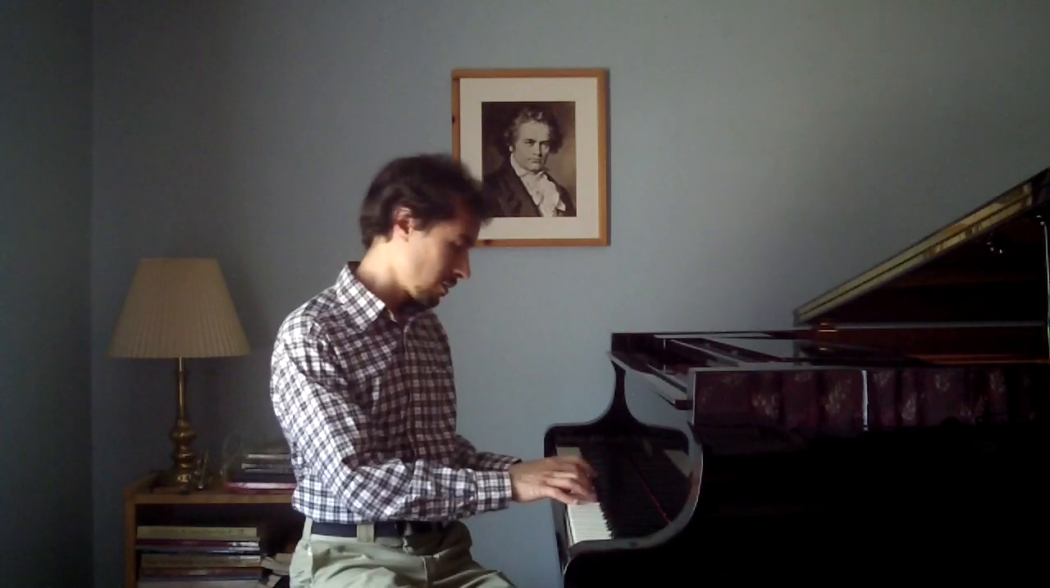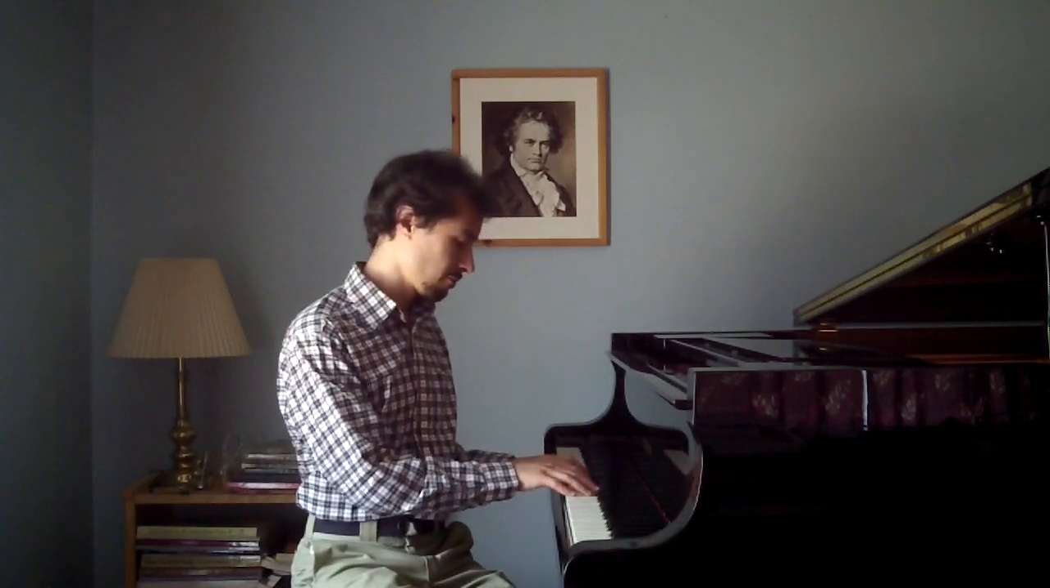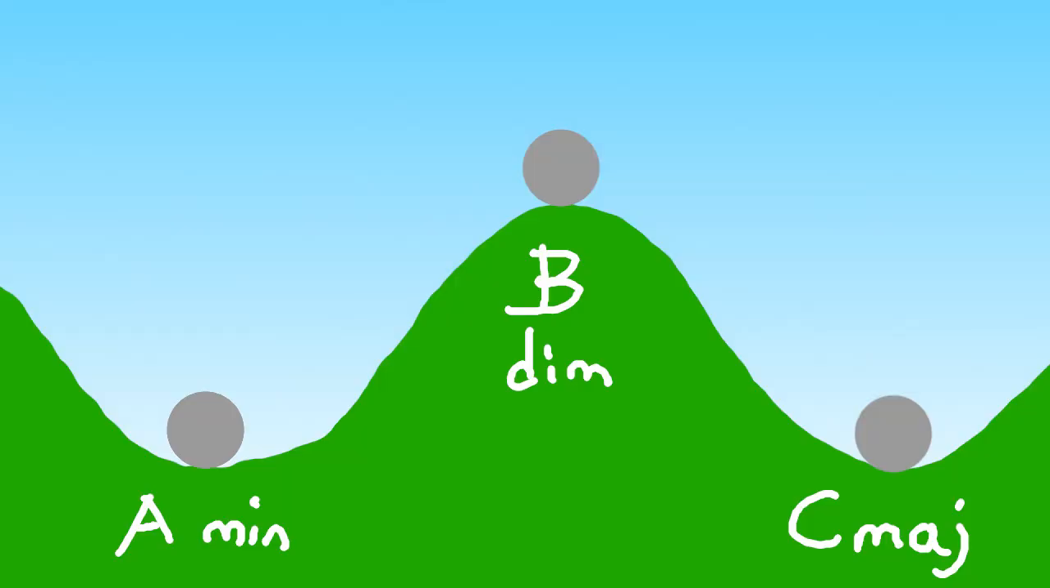The issue is that the B diminished chord is inherently unstable. It's begging to be resolved into a more stable, normal major or minor chord. Think of it like a ball at the top of a hill as opposed to at the bottom of a valley. The diminished chord sounds precarious. So if you want to drive home that B diminished is the home key, you can't allow other chords to compete with it for stability.